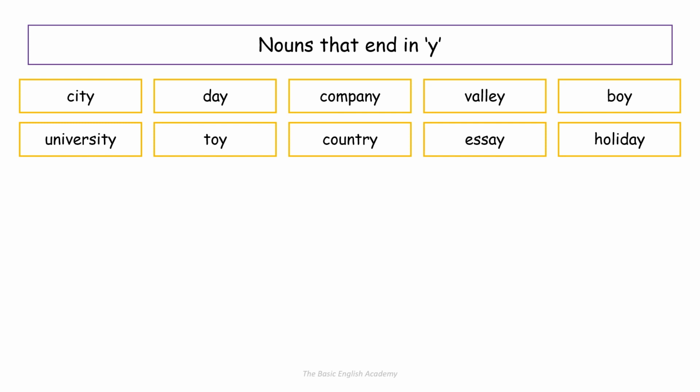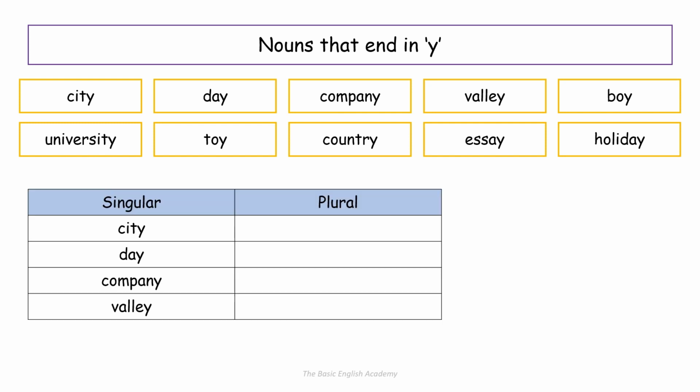Now, to form their corresponding plural nouns, let's look at the first 4 nouns. We will look at the first noun, city. City becomes cities. Day becomes days. Company becomes companies. And valley becomes valleys to show plurality.